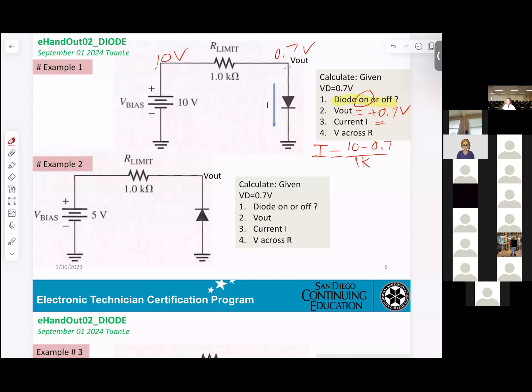Okay, the last question on that problem is V across R. That means V R equals I times R. I you already calculated, R you already know the value. Then that's why you're able to calculate the V R.